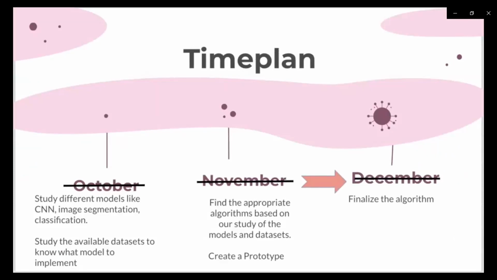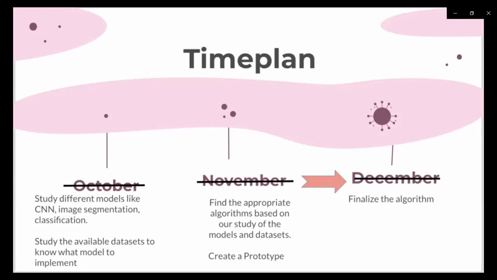For our time plan, we started in October where we studied different models like CNN, image segmentation and image classification. We also studied the available data sets to know which model was most suitable for our project. In November, we moved to looking for an algorithm based on our study of the models and data sets, and creating a prototype, which we have done both of them.